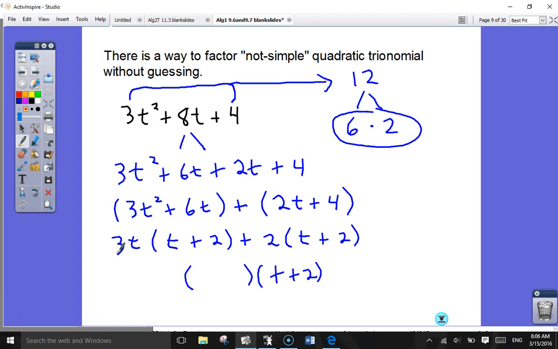look at it like this. If I take the t plus 2 away from the first term, what's left? 3t. If I take the t plus 2 away from this term, what's left? 2. So what goes in here is 3t plus 2. I mean, it's whatever's in front of the parentheses goes there.